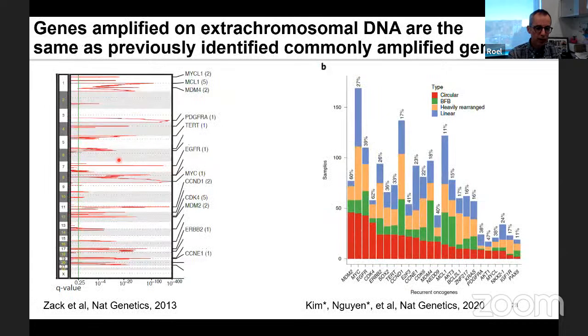You might ask, what are the genes that are amplified on extrachromosomal DNA? And the answer is that they are, by and large, the same as genes commonly known to be amplified. On the left is a GISTIC plot from a study by Rameen Beroukhim and colleagues from 2013, a pan-cancer analysis of genomic amplifications. They showed that genes like MYC, PDGFRA, EGFR, and so forth are frequently amplified. And in our study, we find that exactly those genes are the ones that are most frequently detected on ecDNAs.